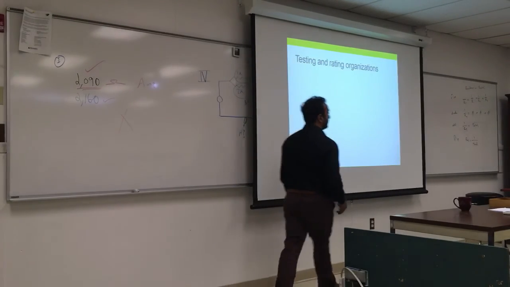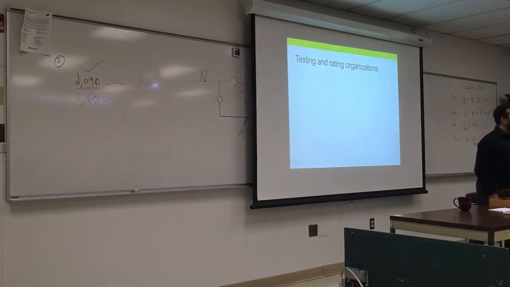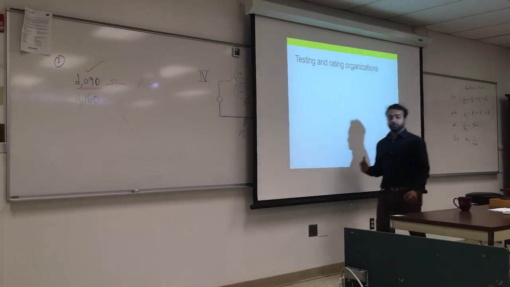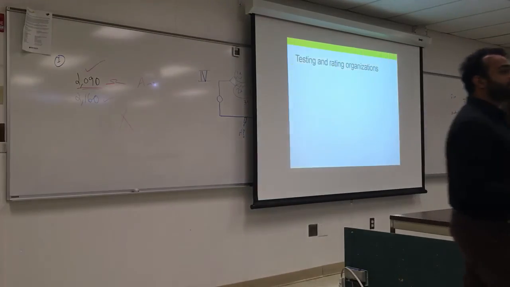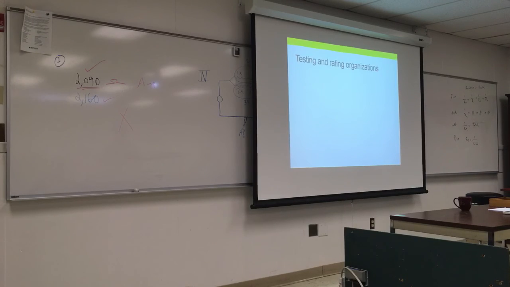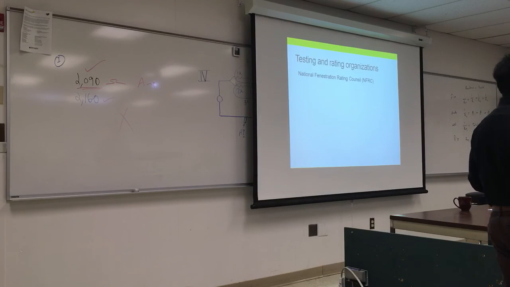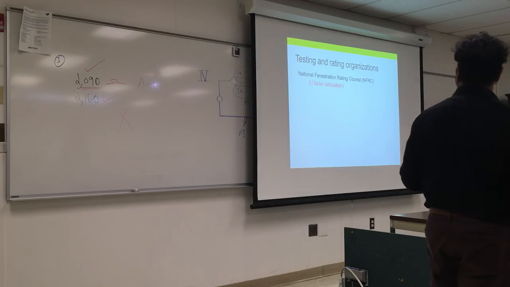So last class we stopped at testing and organization, and the reason you need to know about testing and organization is when you go and try to purchase a window, you want to see who certified it and what the certification means. And again, windows cost a lot of money, so make sure you pick the right window and the right U factor. So first one is the National Fenestration Rating Council, NFRC.